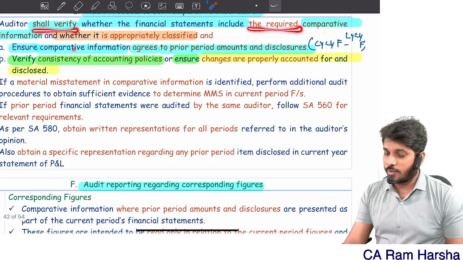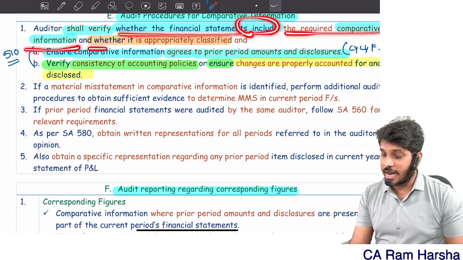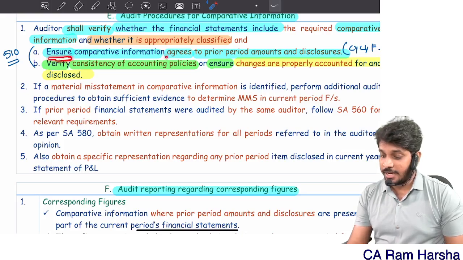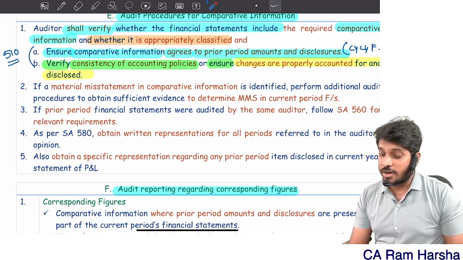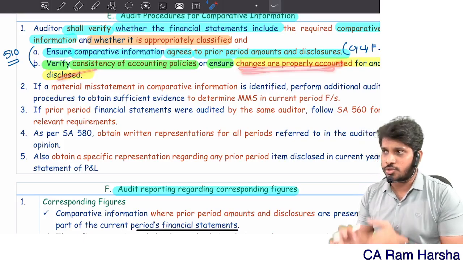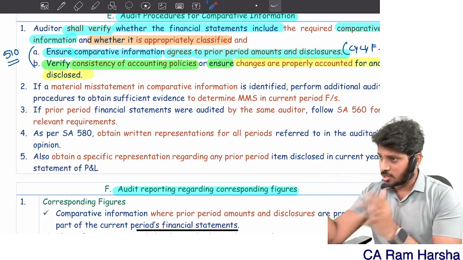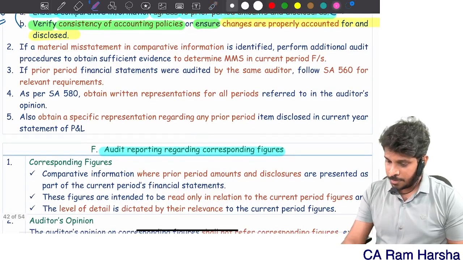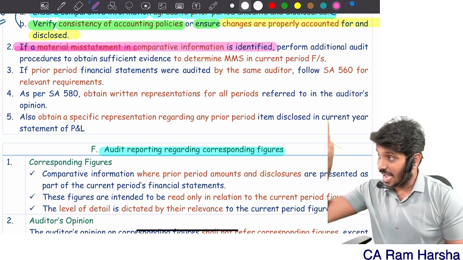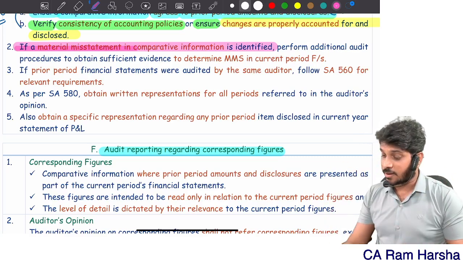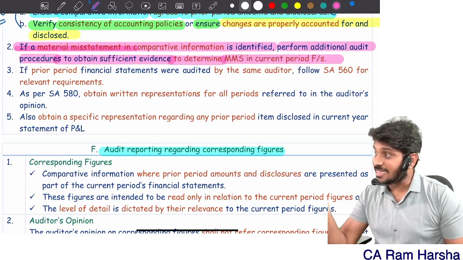Verify the required information. Verify whether the financial statements include required comparative information and it is appropriately classified, verify whether the comparative information agrees with the prior period, and verify consistency of accounting policies and that changes are properly disclosed. Whether accounting policies are consistent or not, check. If changes are there, check whether changes are appropriately accounted and disclosed or not. Next, suppose a material misstatement in comparative information is identified, suppose a mistake is identified in the opening balance, perform additional procedures to obtain evidence to determine the material misstatement in the current period.